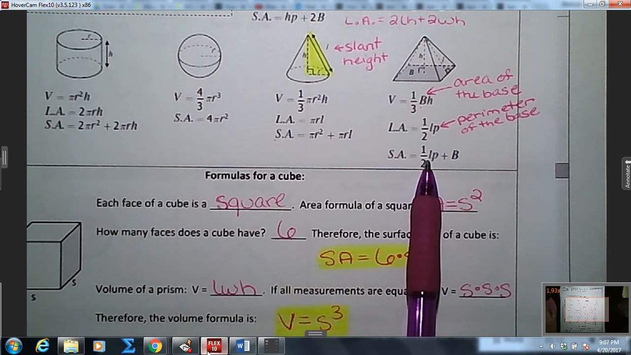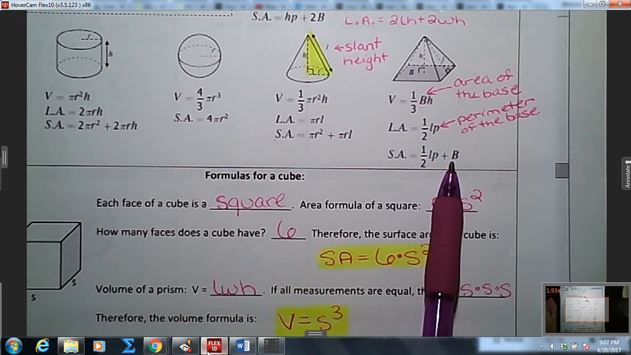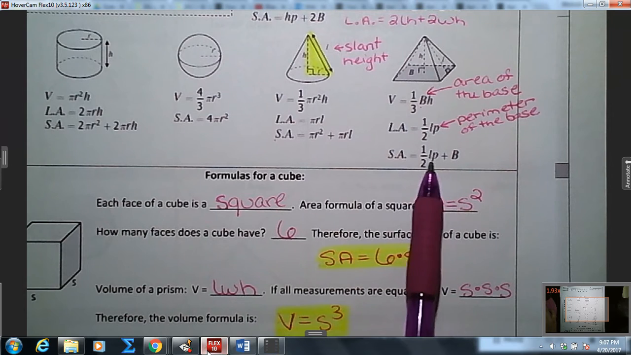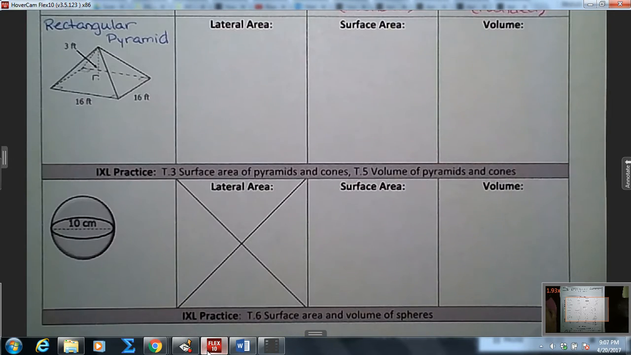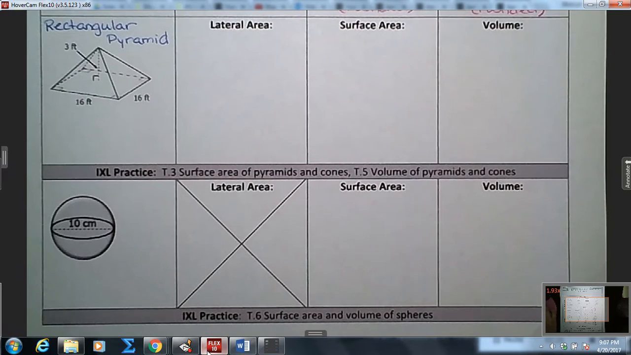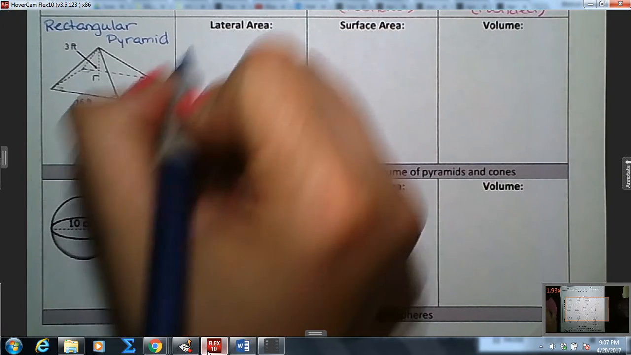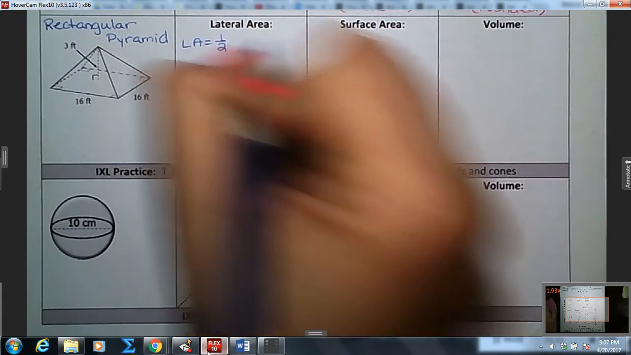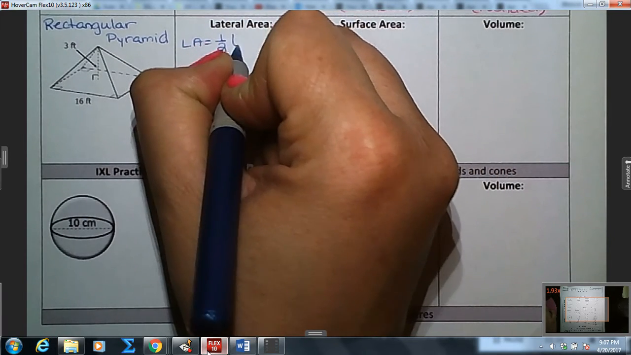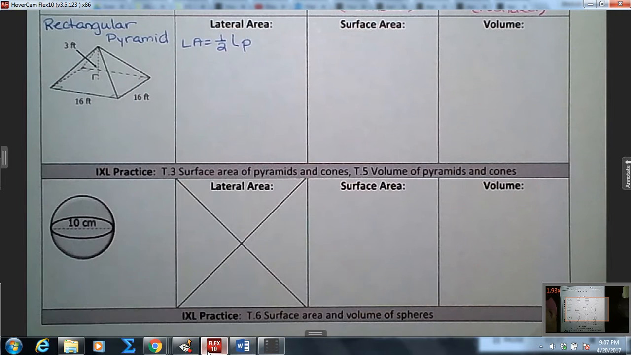Now the surface area formula uses all of these strange pieces of notation. 1/2 times the slanted height times the perimeter of the base plus the base area. Okay, let's start to work on this one. This is a toughie. Lateral area formula is 1/2 slant height L times the perimeter of the base. Okay, let's see here.